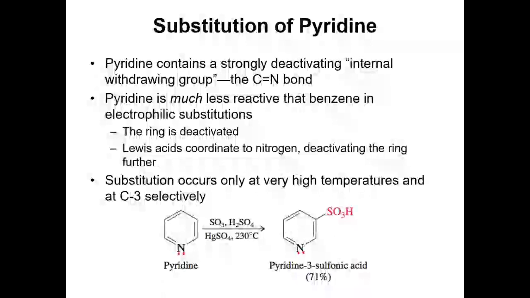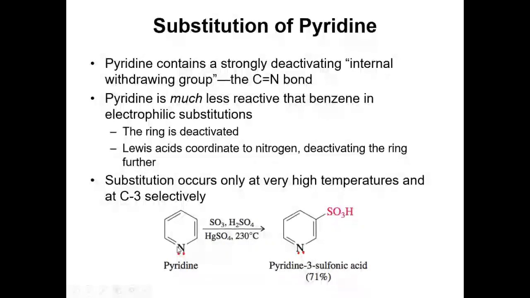Pyridine needs much stronger reaction conditions than benzene to undergo a similar type of EAS reaction. For instance, in the case of benzene, if you run the sulfonation reaction, just sulfuric acid and the reaction will happen. But if you want pyridine to undergo the same reaction, you need to add sulfur trioxide and mercury sulfate as a catalyst, and heat to a very high temperature, then the reaction can happen.